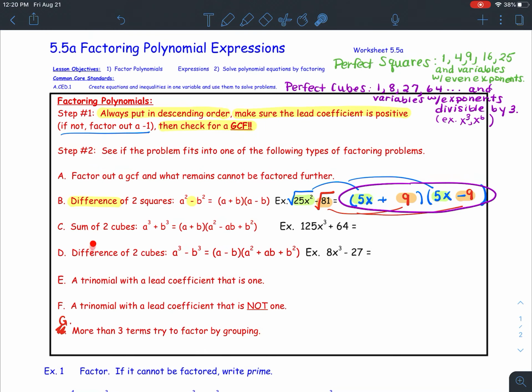All right, I'm going to circle back to C and D because these are the two new types of factoring problems. Just as a quick review, we talked about trinomials.